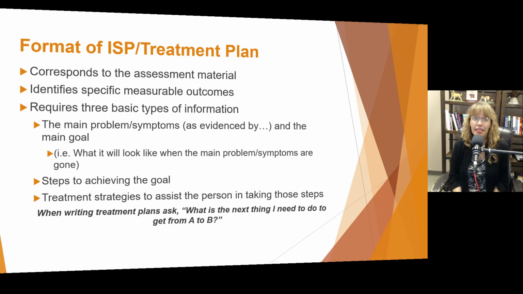So how are we going to get there? We know where they're at right now, what their presenting issues are now, and where they want to go. So what are the steps that they need to take to get to that ultimate goal? And what are the treatment strategies that are going to assist the person in taking those steps? When writing treatment plans, don't make it too difficult. Just keep asking yourself, what is the next thing I need to do or the patient needs to do to get from point A to point B?